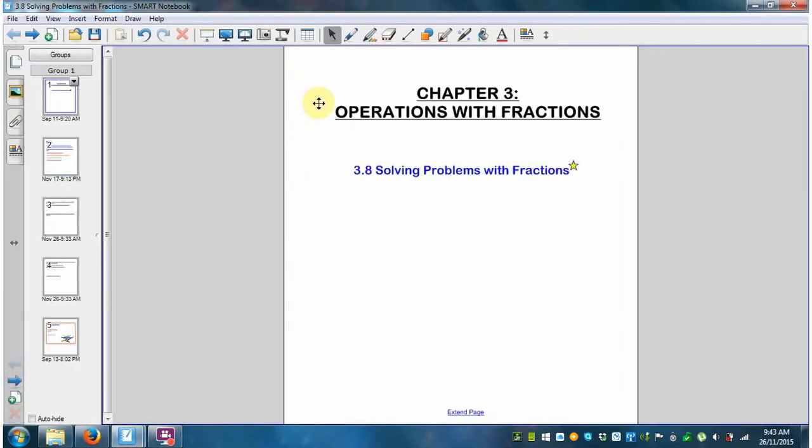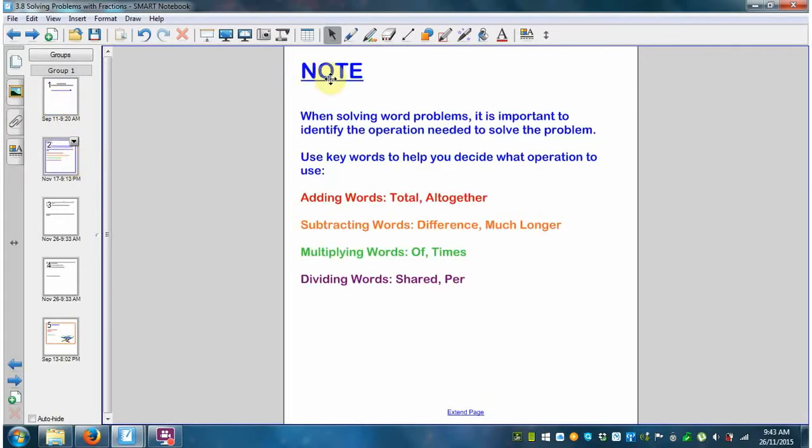Hello guys, today we're going to do a quick little lesson on section 3.8, solving problems with fractions. I want you to write down this title and then we'll get to it. Okay, so by now you should have the title written down. Now we're going to talk about different keywords for solving word problems. So I want you to pause, write down this note, and then we'll discuss it.